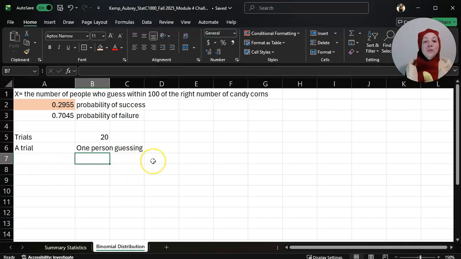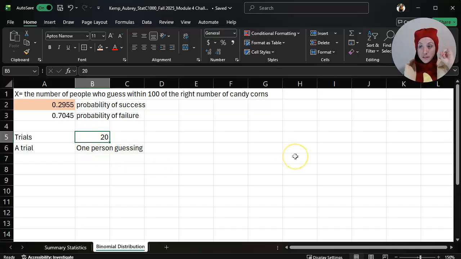Okay. So far with the binomial experiment, we have a fixed number of trials, which is required. So I'm saying we're surveying 20 people. That's it. I'm not saying we're surveying people until we get 30 people that guess within 100. That would be like, there could be a lot of trials for that. We're just looking at 20 people. That's it. Fixed number of trials. We have a probability of success. We have a probability of failure.